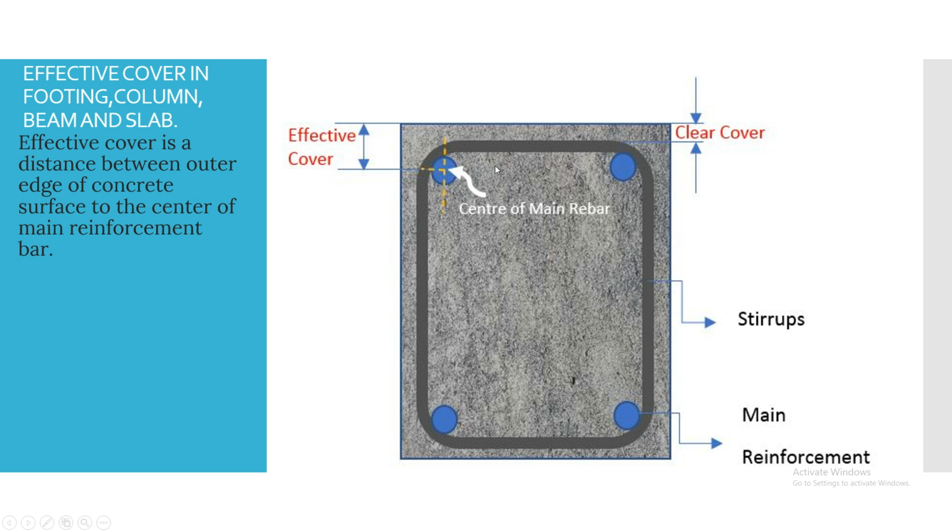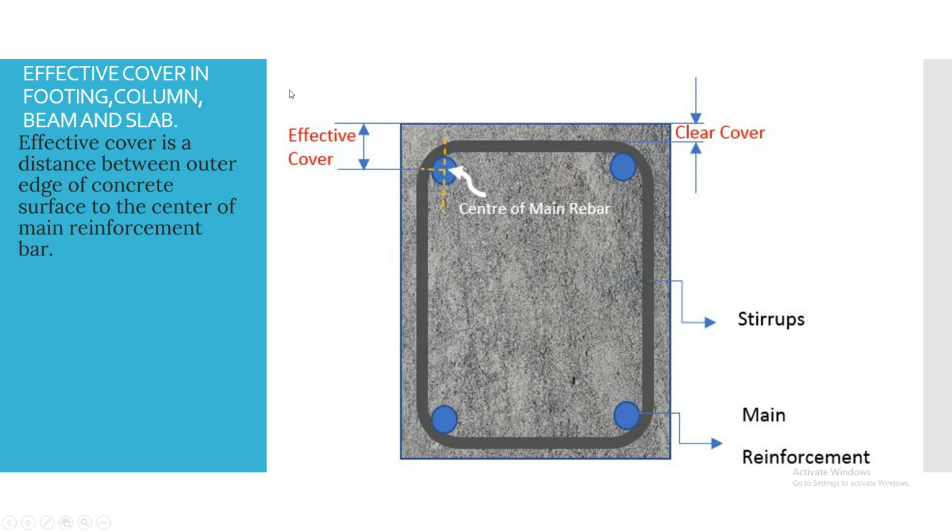Keep in mind, main reinforcement, not these stirrups. You can see here, this is the stirrups. But we don't have to consider the stirrups, we have to consider the main reinforcement bar in case of effective cover. So effective cover is the distance between the outer surface or edge of the concrete to the center of the main reinforcement bar. You will see here effective cover as well as clear cover. So you can understand the basic difference between effective cover and clear cover.